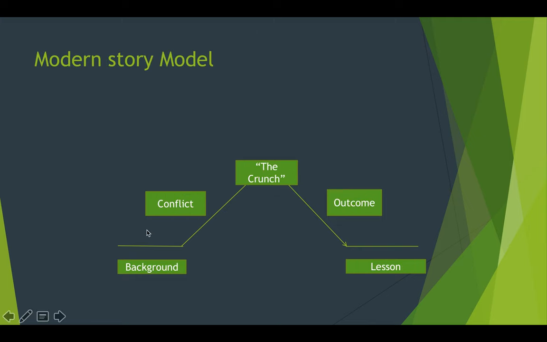And then if you look at a modern story, it's really the same information. It's the background. The conflict happens in the rising action. The crunch, or where everything comes together and happens, is at the climax. The outcome of the climax is the falling action. And the lesson learned is the resolution.